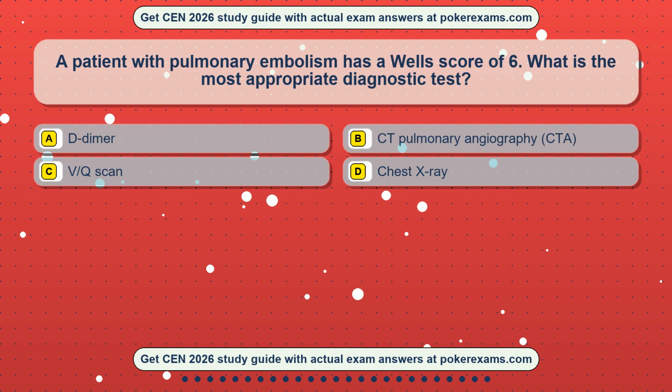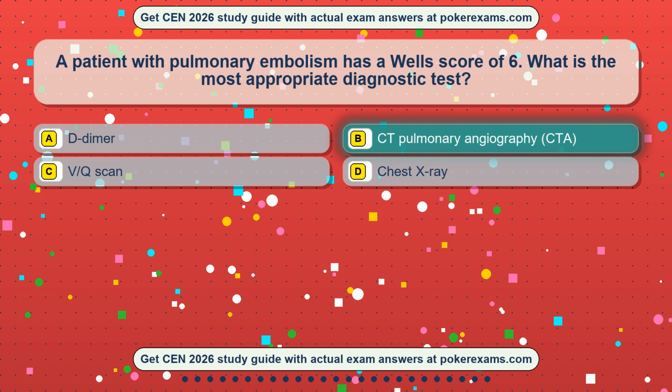Question 22. A patient with suspected pulmonary embolism has a Wells score of 6. What is the most appropriate diagnostic test? Option A, D-dimer. Option B, CT pulmonary angiography, CTA. Option C, V/Q scan. Option D, chest X-ray.